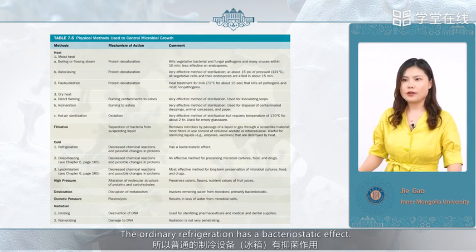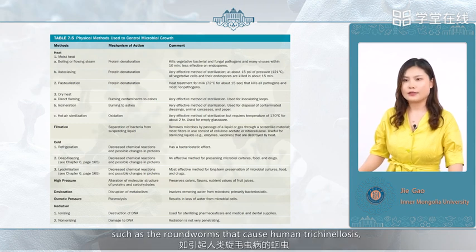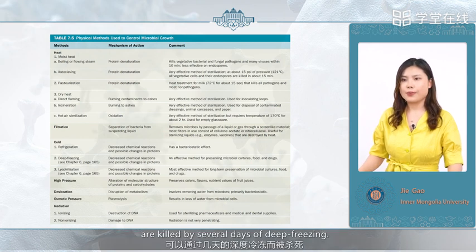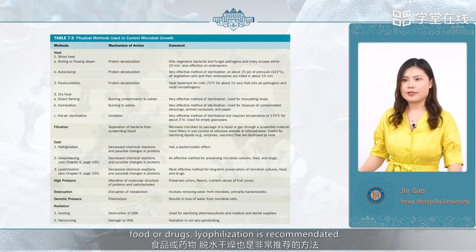reactions. The ordinary refrigeration has a bacteriostatic effect. Many eukaryotic parasites, such as the roundworms that cause human trichinosis, are killed by several days of deep freezing. For long-term purposes of preservation of microbial cultures, food, or drugs, lyophilization is recommended.